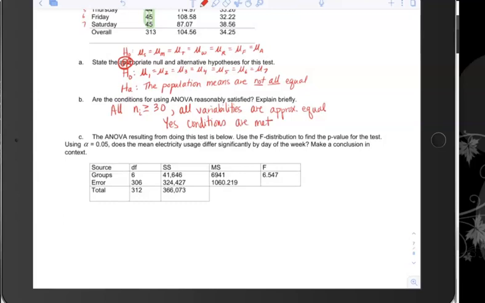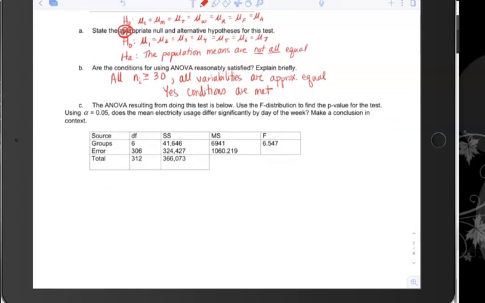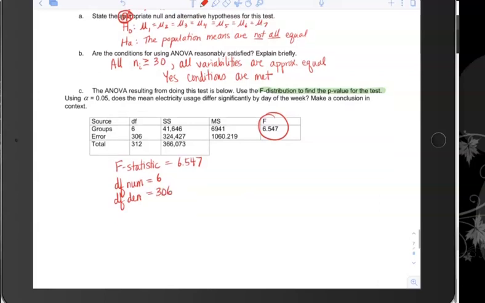Okay, so the analysis of variance resulting from doing this test is in the table below. Use the F distribution to find the p-value for this test. So we've got our test statistic. The F statistic equals 6.547. And then remember, our degrees of freedom of the numerator is right here, the 6. And our degrees of freedom of the denominator are 306.